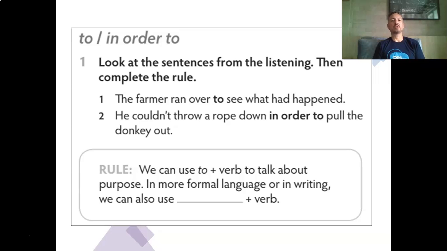The farmer ran over to see what had happened. He couldn't throw a rope down in order to pull the donkey out. So, as we saw before, the word to expresses purpose in a more informal way. But if you want to make it formal, we can use another expression, in order to. So let's take a look at the rule. We can use to plus a verb to talk about purpose. In more formal language or in writing, we can also use in order to. All right? So in order to pull the donkey out.